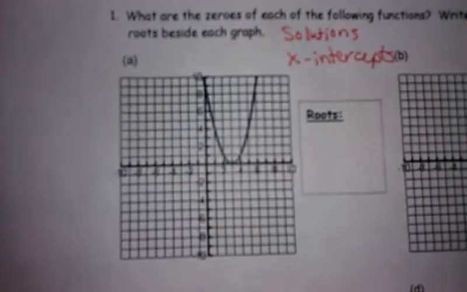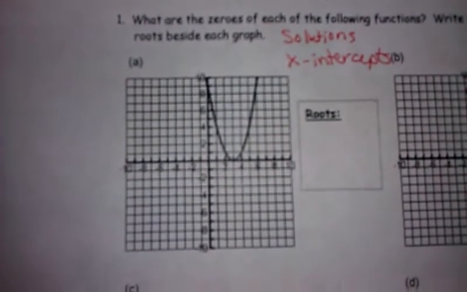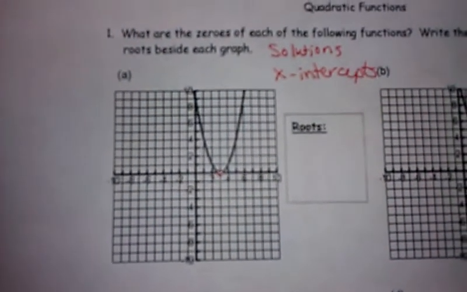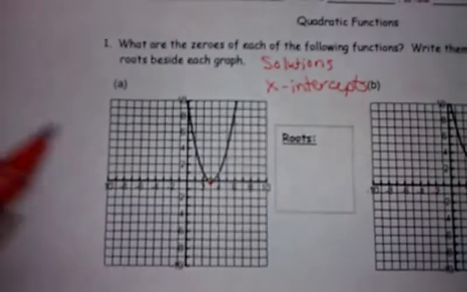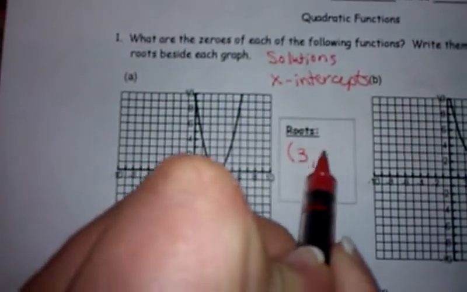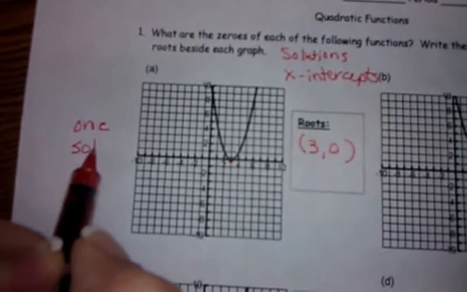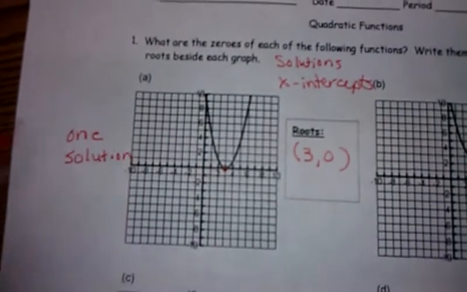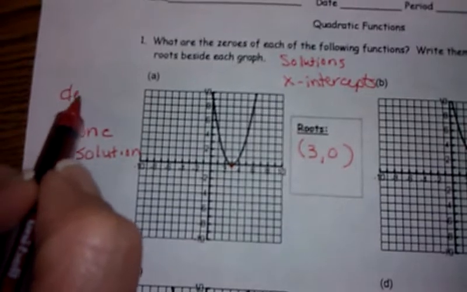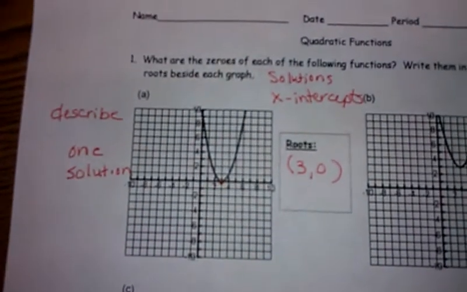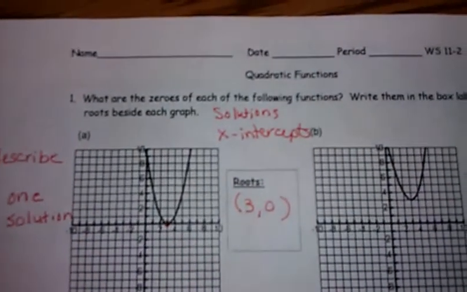Okay, so when you're looking at this one, what are the x-intercepts? Well, right here, if you look, it crosses only in one spot. It has one solution. That solution is (3, 0). That's where it touches. This only has one solution. So when you have to describe the solution, that's what they're asking for. This point crosses at (3, 0).